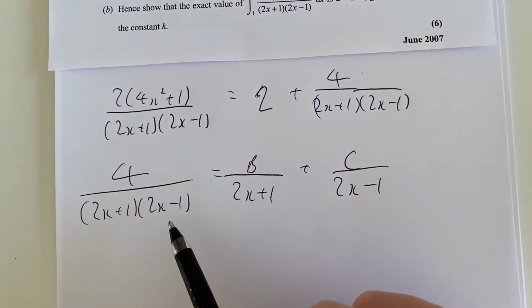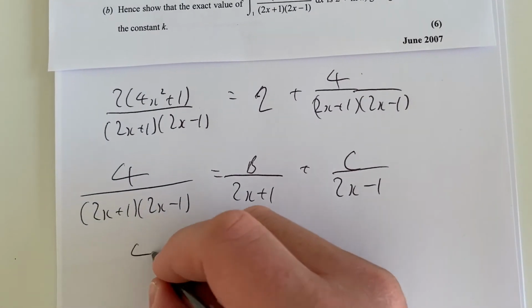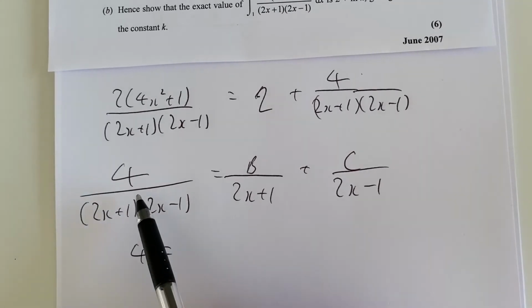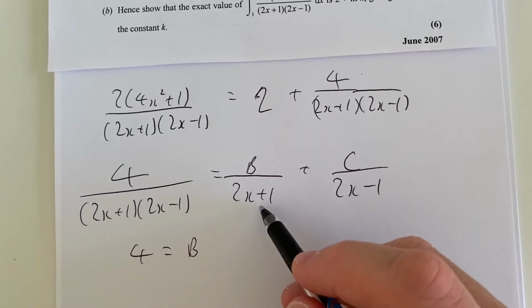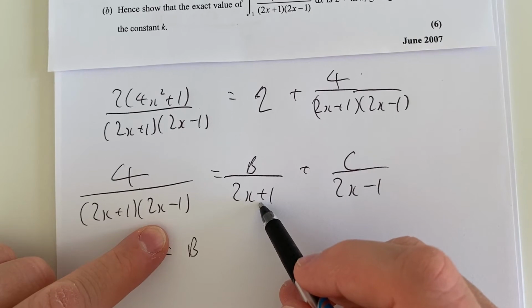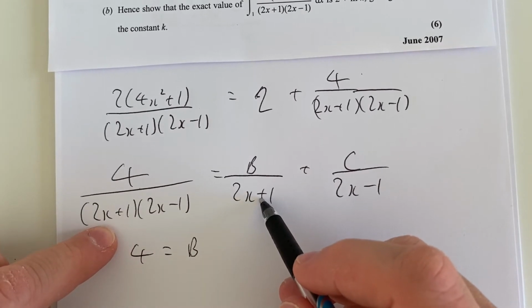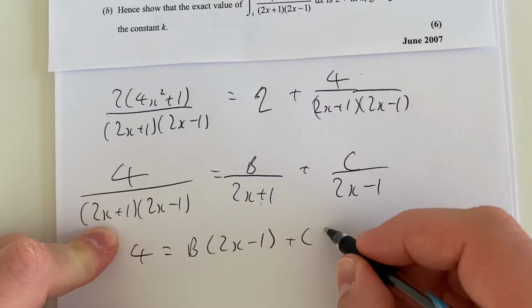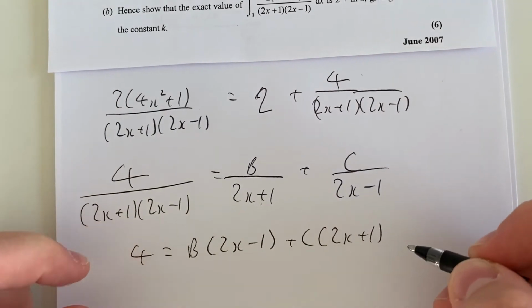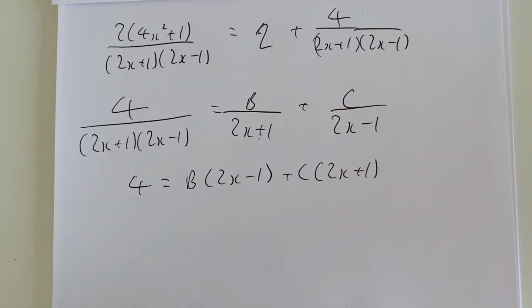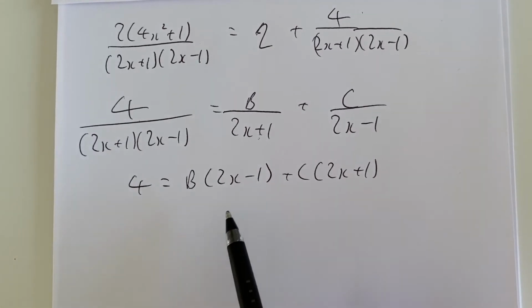then we can multiply through by this denominator, and if we multiply by (2x plus 1)(2x minus 1), this would just become 4. This side, multiplied by (2x plus 1)(2x minus 1), the 2x plus 1 would cancel out, so you'd just be left with b lots of 2x minus 1. And for the same reason, you're left with c lots of 2x plus 1.